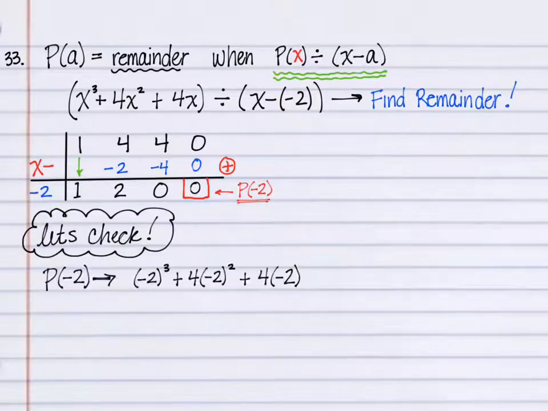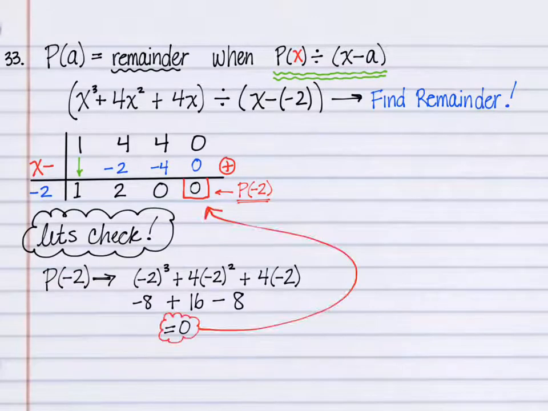So let's check to make sure that's true. Let's actually put in -2 into the polynomial and see what we get. Well, we get -8 plus 16 minus 8. Well, that's 0. And sure enough, they're the same thing.